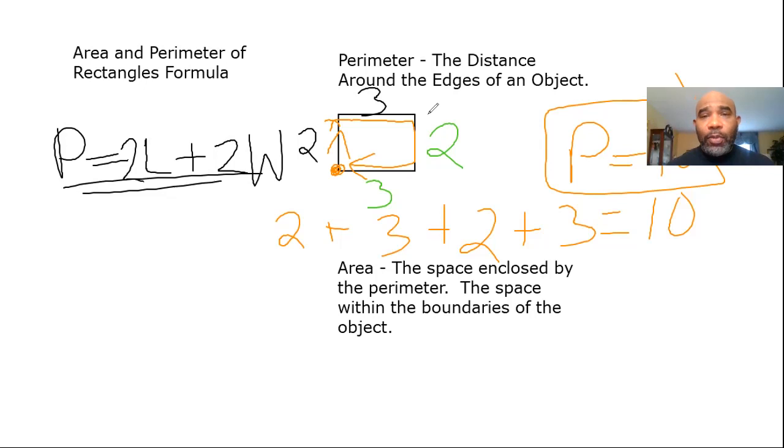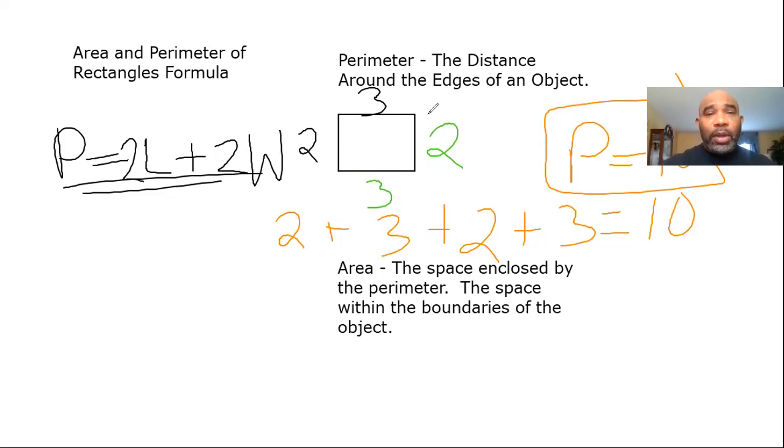Now, area. What are we talking about with area here? Area is the space surrounded by the perimeter. We're talking about the space inside of the perimeter. Well, how do we get that? Well, I'll tell you what, let me get in here. I'm going to erase a couple things, try to get rid of the orange.